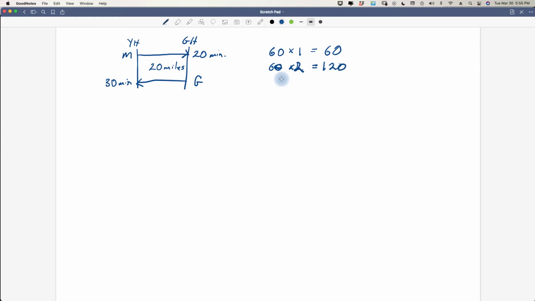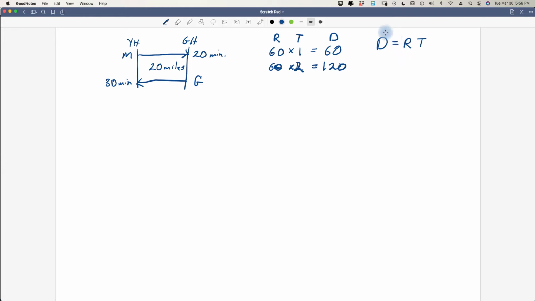So that tells us there is a distinct relationship between the rate at which you drive and the amount of time that you have driven, and that gives us the distance. So that gives us a formula. If we reverse that, we can write it like this. Distance equals rate times time.